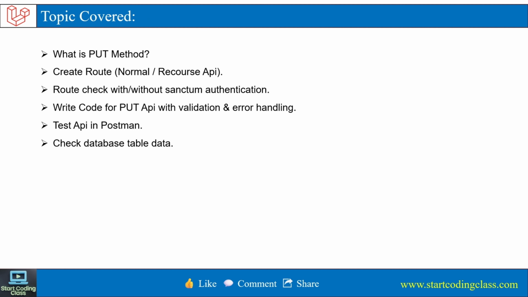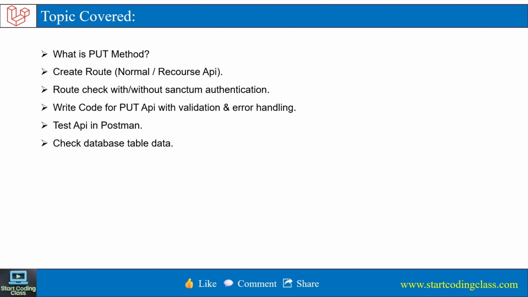What we are going to cover in this video. We will learn what the PUT method is, and we will create a route for a normal route and a resource API route also. We will check the API with and without Sanctum authentication, write the code for the PUT API with validation and error handling, and then we are going to test the API in Postman. We will check the data in the database also.